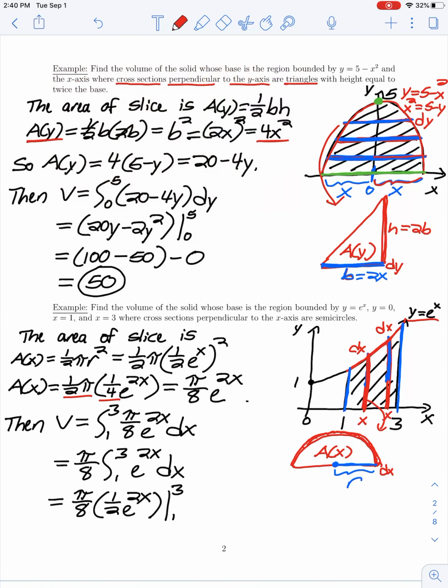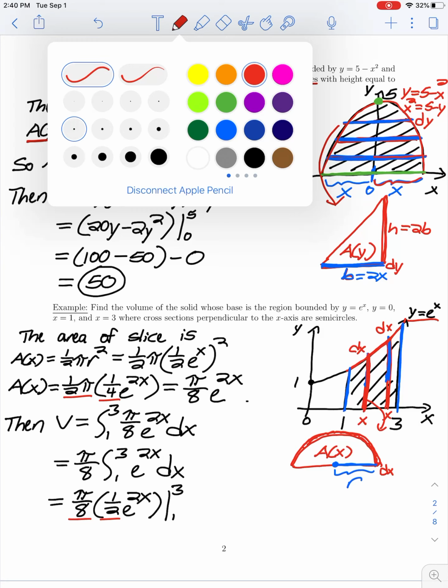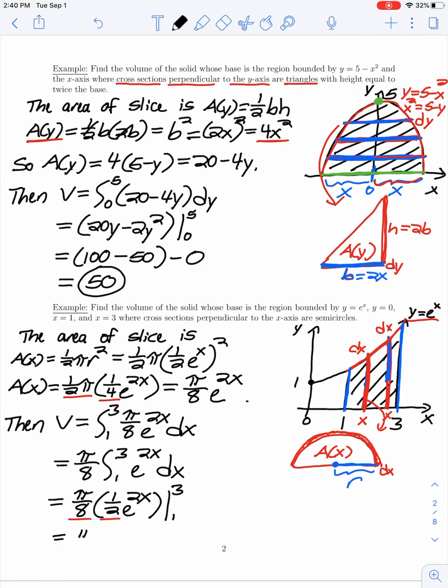So let's simplify our constant terms a bit more. I've got pi over 8 times 1/2, which would be pi over 16, times, when I evaluate at x equals 3, I would have e to the 2 times 3, or e to the 6th, minus, when I evaluate at x equals 1, I would have e squared. So this expression would give me the volume of the solid described here, whose base is this region that we sketched and where our cross sections perpendicular to the x-axis are semicircles.